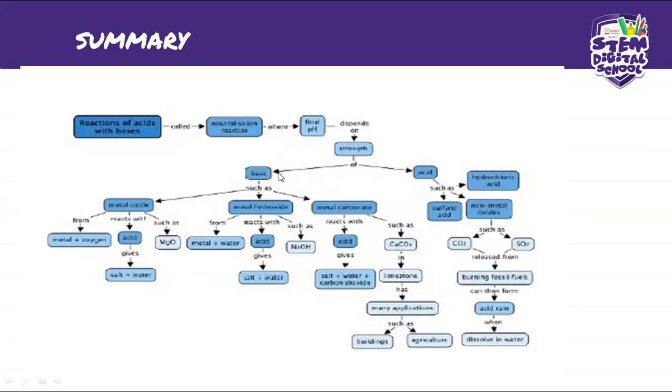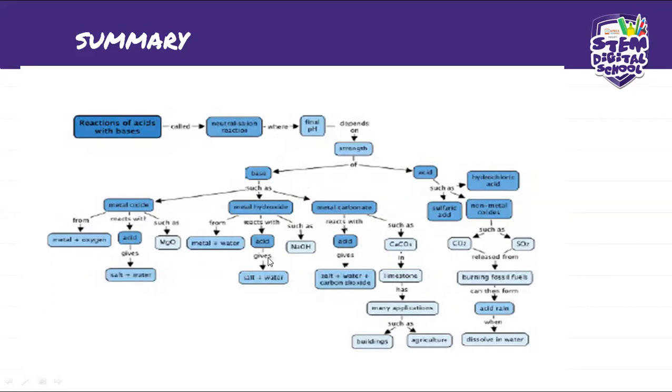Then when we come to bases, we can have a metal oxide, a metal hydroxide, and a metal carbonate. On my far right, a metal oxide is formed when metal reacts with oxygen. Then this one reacts with acid to form salt and water. A typical example of a metal oxide is magnesium oxide. Then we look at metal hydroxide. We get it from metal plus water.